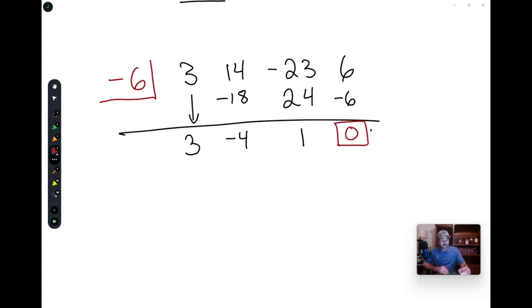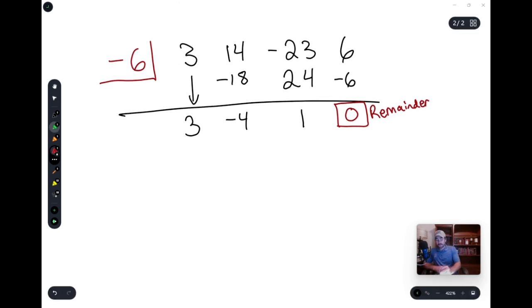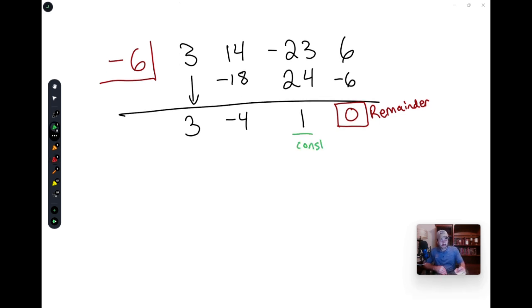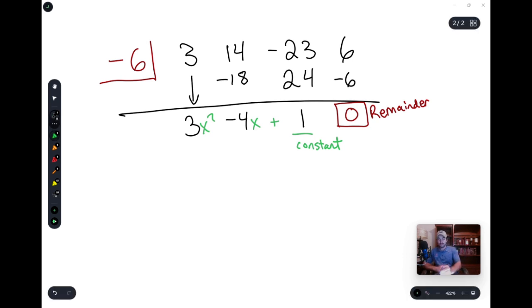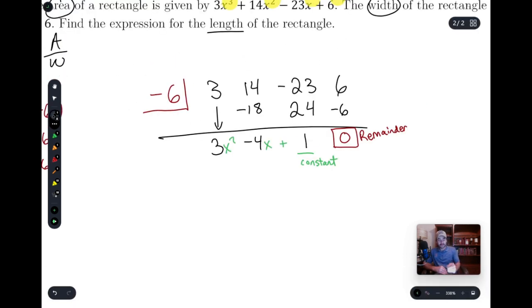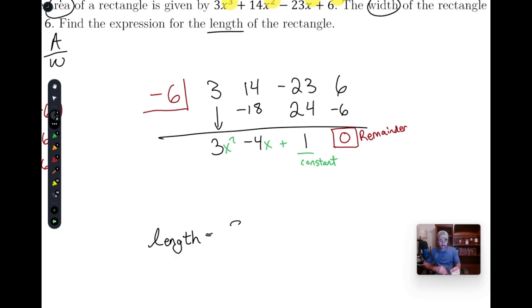I wrote it in red because that is our remainder. And if the remainder is 0, that means we don't have a remainder. We could still put it over the divisor, but 0 over anything is just 0. And so that means that our answer is a nice, neat factor. So we're going to backfill. We're going to say that's our constant. We're going to put in an x plus x squared, leave the minus alone, and we're done. We've done our division. And so our answer is going to be our length is equal to 3x squared minus 4x plus 1.